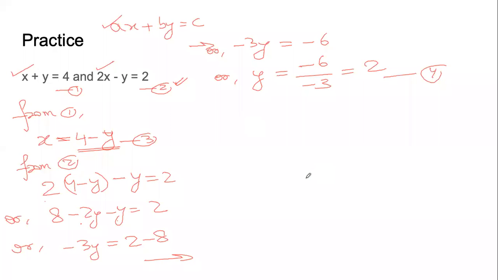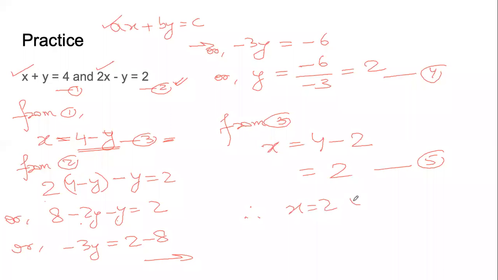In the last step, if we use this value of y in equation number 3, we can find x equals 4 minus y, and we know y is 2. So the answer is 2. Therefore, the solution is x equals 2 and y equals 2. Remember, this is exactly what I told you in the beginning when I was explaining the example.